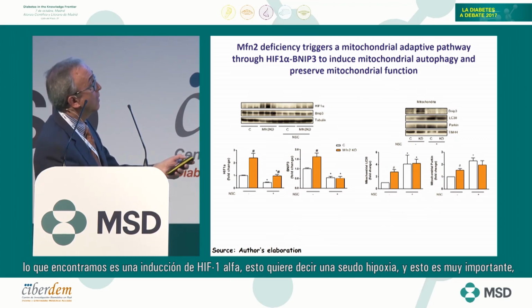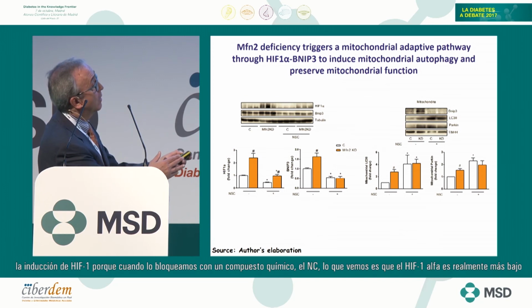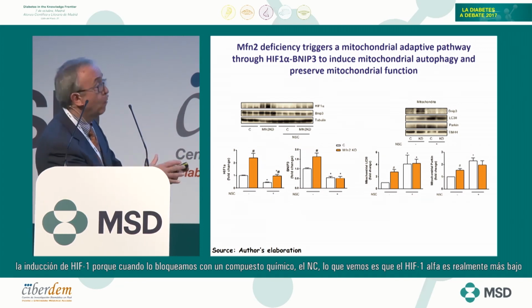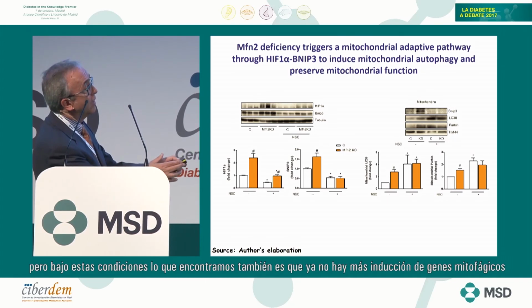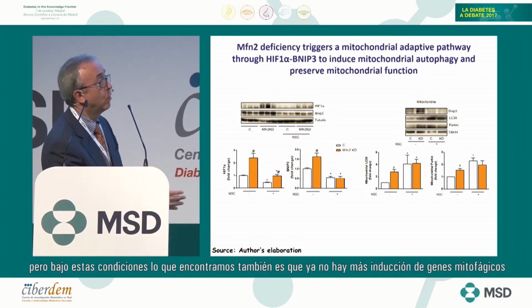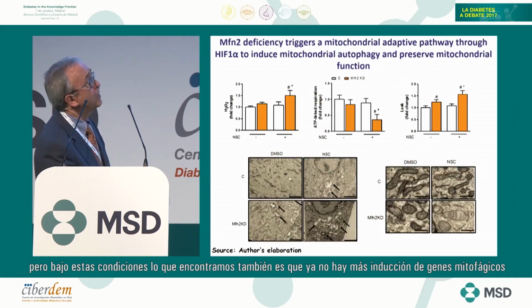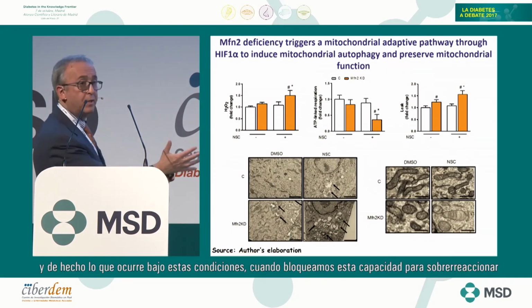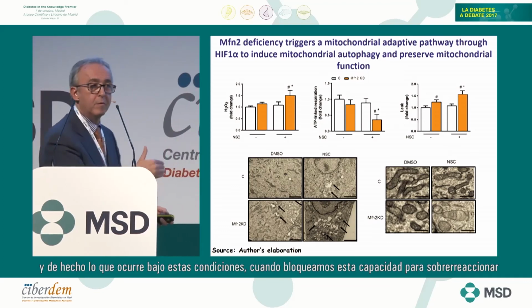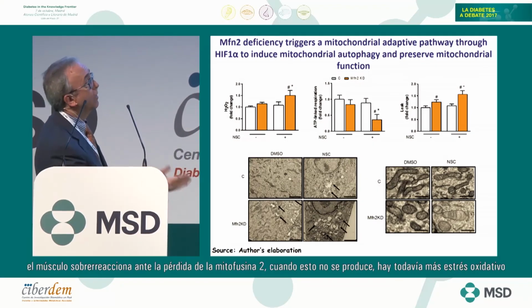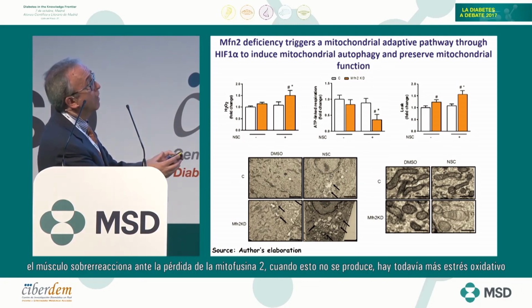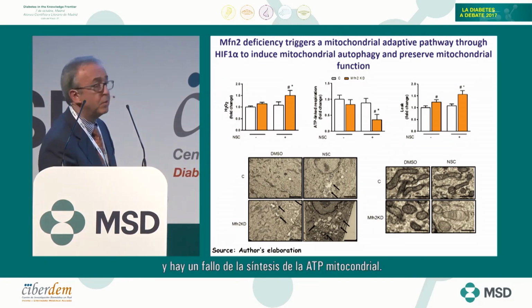This HIF-1 induction is extremely important, because when we block it with a chemical compound, the NSC compound, we find that HIF-1 alpha is really lower, but under those conditions there is no more induction of mitophagy genes. And in fact, when we block this capacity to overreact, and the muscle overreacts to the loss of mitofusin 2, when that doesn't happen, there is even more oxidative stress, and there is a failure of mitochondrial ATP synthesis.